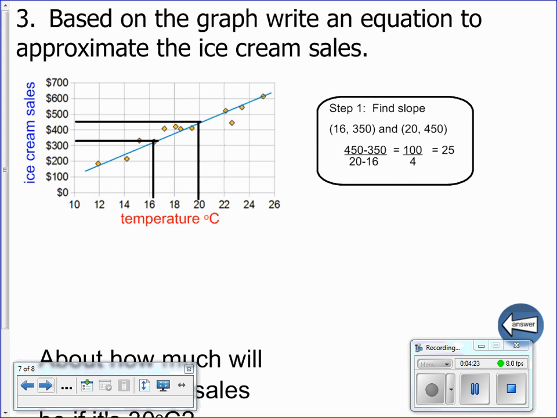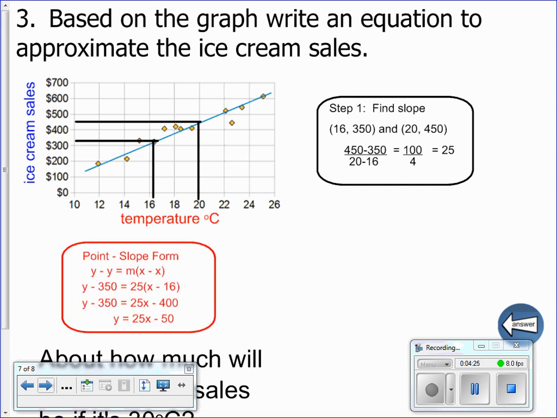Using point slope form, plug in the point I'm using, (16, 350). So y minus 350 equals 25, my slope, times x minus 16. Distribute: y minus 350 equals 25x minus 400. So y equals 25x minus 50.